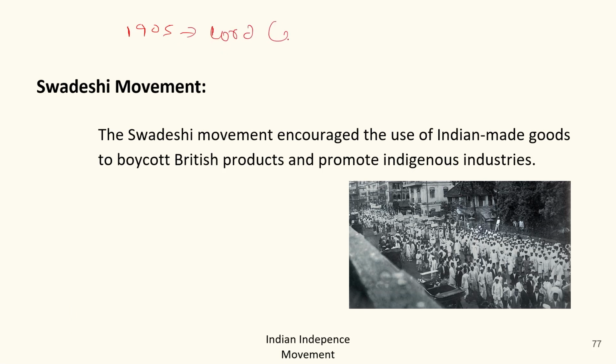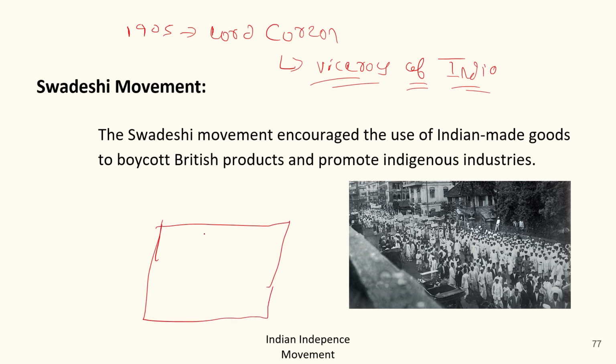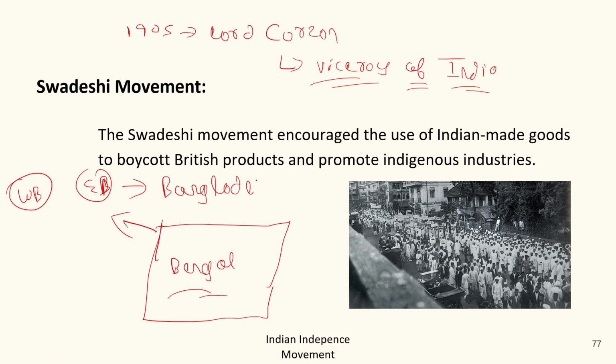In 1905, Lord Curzon, who was the Viceroy of India at that time, decided to partition Bengal. It was the entire Bengal at that time. He decided to break Bengal into West Bengal and East Bengal, which we also call Bangladesh nowadays. Before 1971, it was East Pakistan. Got it? And how it was formed, I will tell you later.